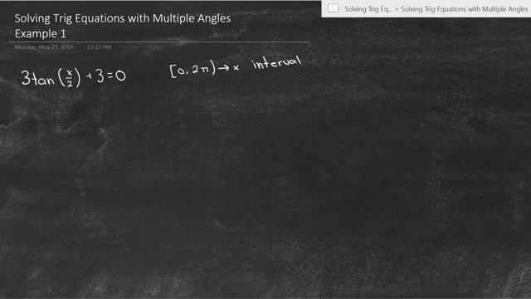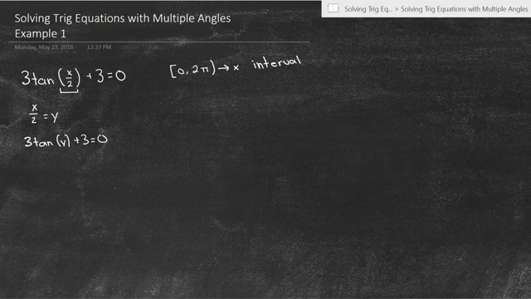So we're going to change whatever is inside this tangent. That might be 2x, x over 2, anything like that. We're going to make that a new variable and call it y. What that does is make it an easier problem that we know how to solve: 3 tangent of y plus 3 equals 0.